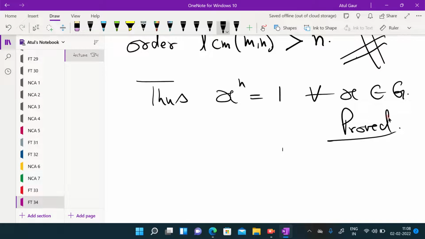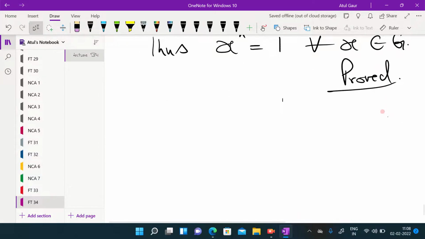All right, so this gives you one more thing. In case of a finite abelian group, the exponent will be the maximum of order of all the elements of that group. All right, so come back to the field theory now.